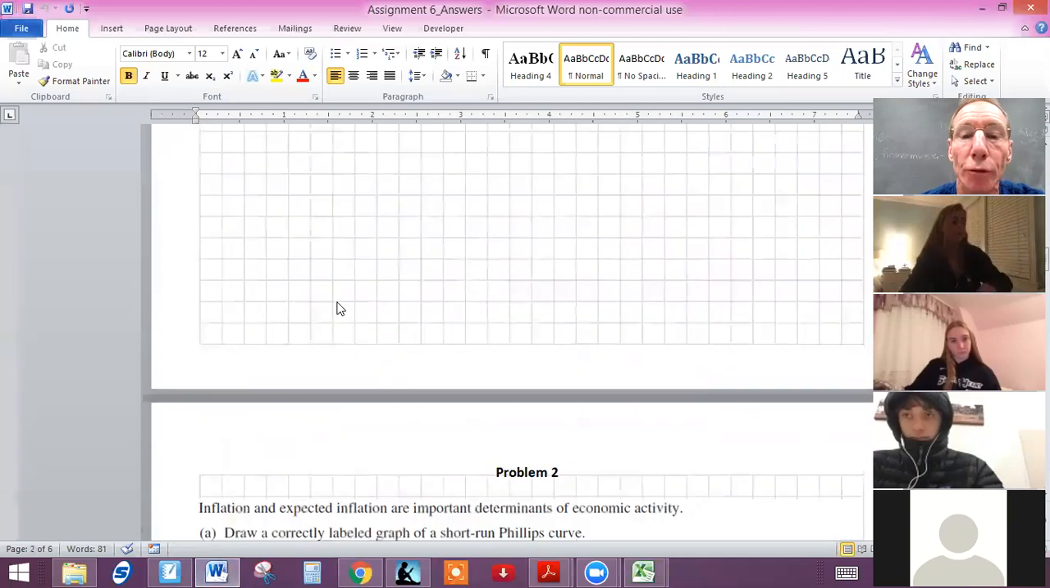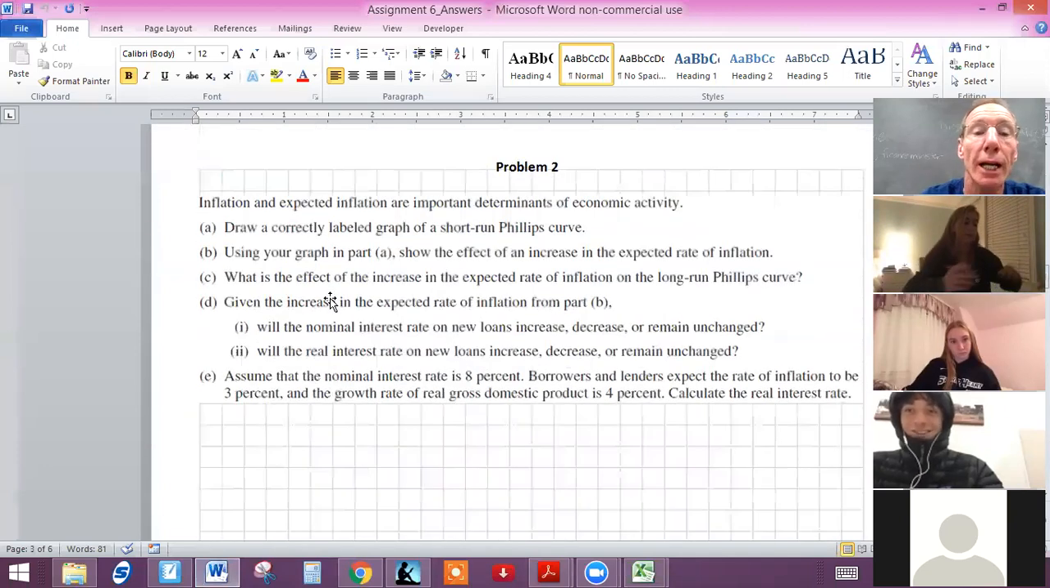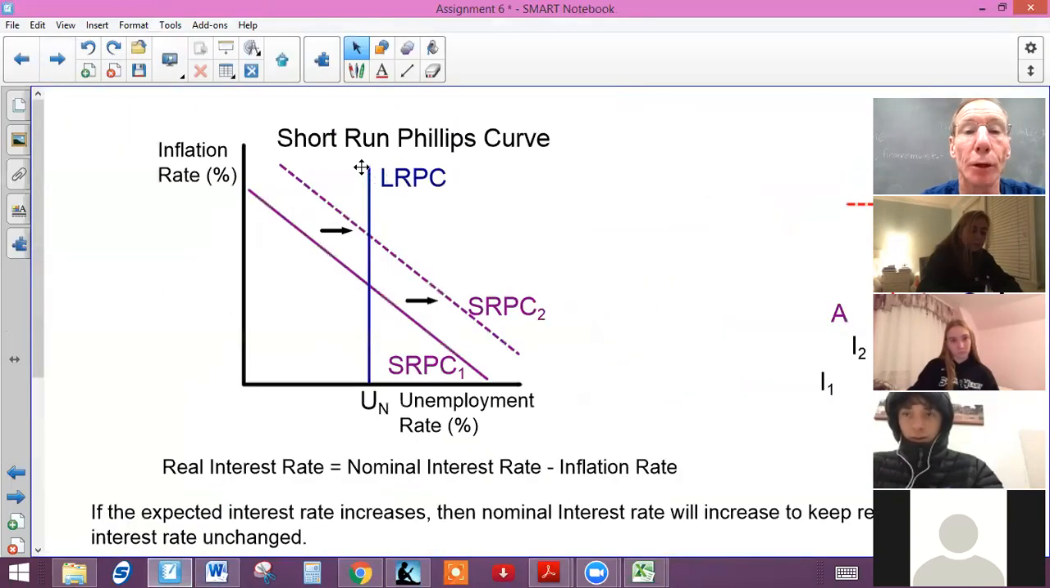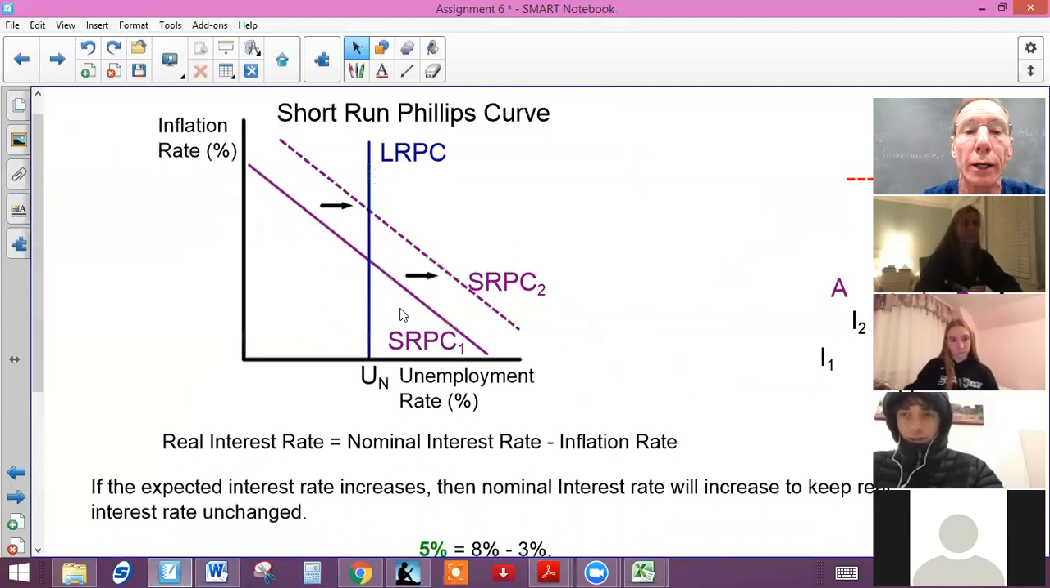Okay, so problem two. Problem two is review, so this won't be hard at all. It's first asking you to draw a correctly labeled short run Phillips curve. So that's simple. You don't really have to put the long run in here at all. I put the long run Phillips curve in here to finish the answer, but the requirement for the actual question is just that you have the inflation rate on the vertical axis and the unemployment rate on the horizontal axis, and then the short run Phillips curve is just a downward sloping curve. Okay, that's really all you have to have. But this helps you answer the rest of the question, so I just put that in there.